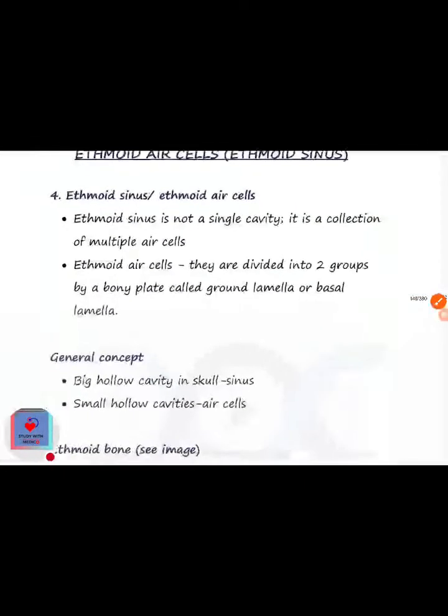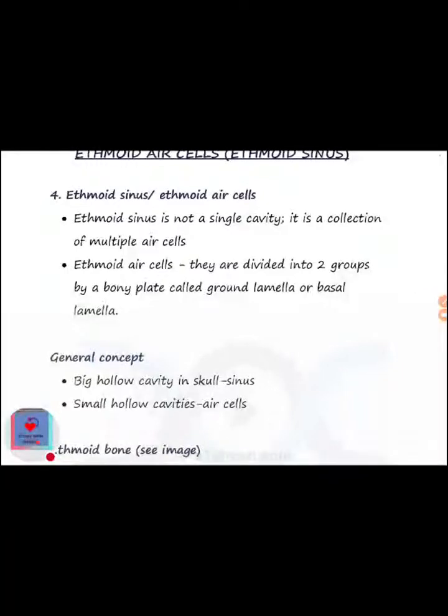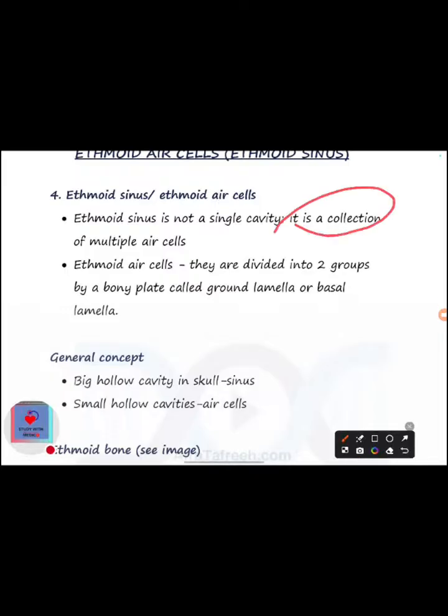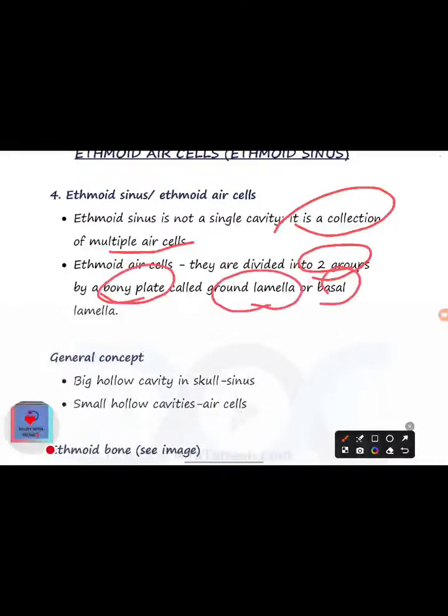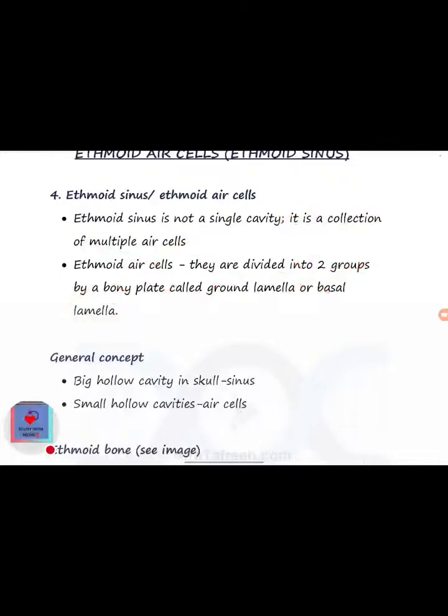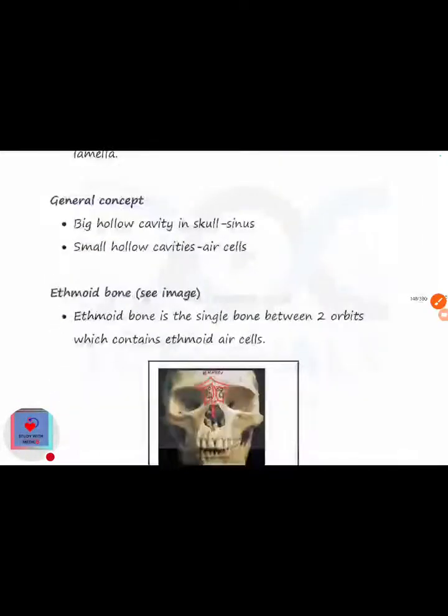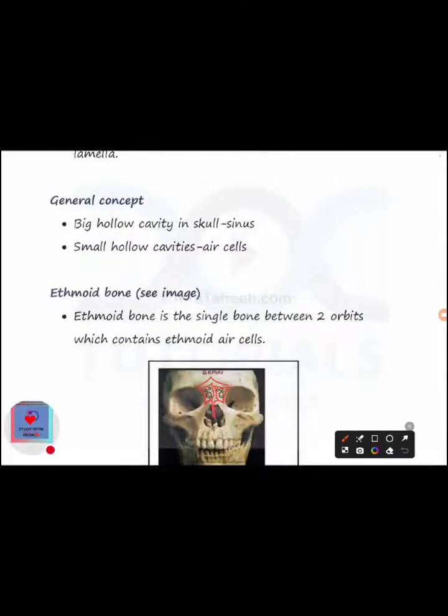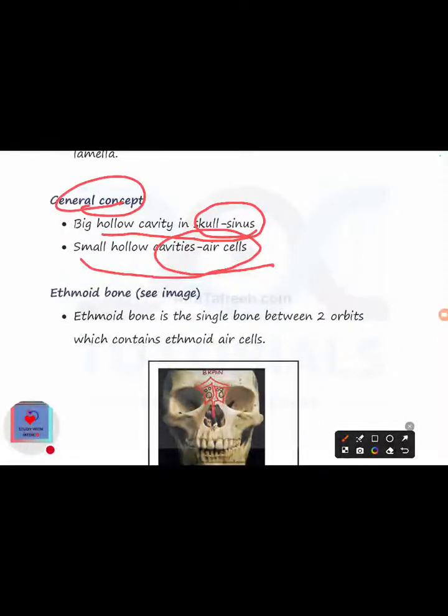Ethmoid air cells, ethmoid sinus. The ethmoid sinus is not a single cavity. It is a collection of multiple air cells that are divided by a bony plate called the ground lamella or basal plate. The general concept is a big hollow cavity in the skull is a sinus, and small hollow cavities are air cells.